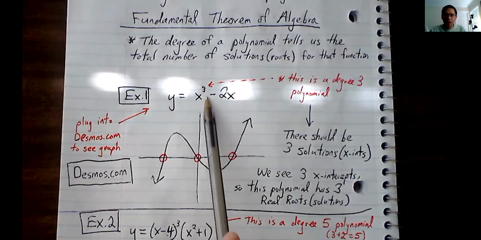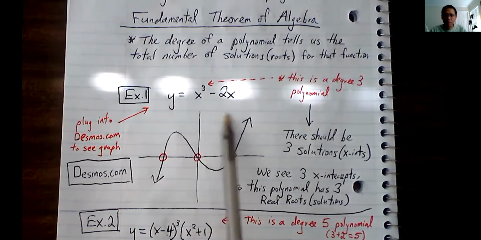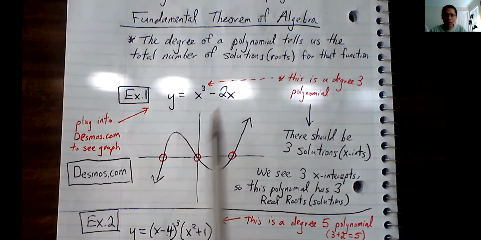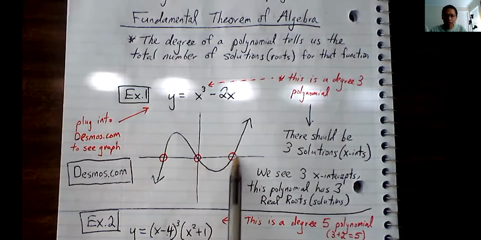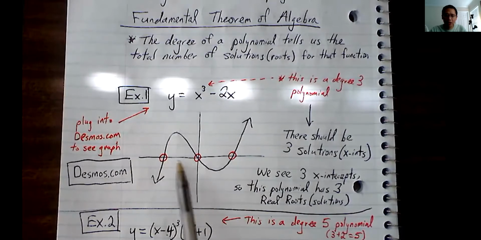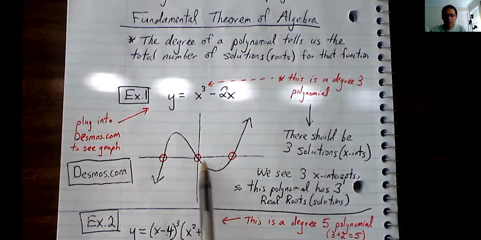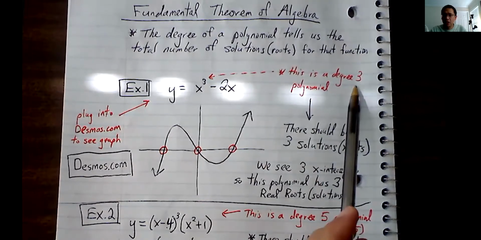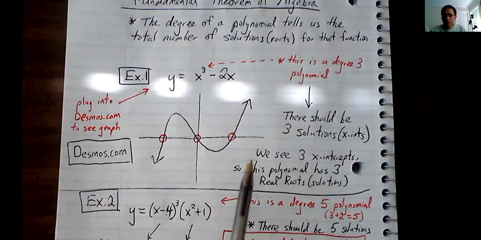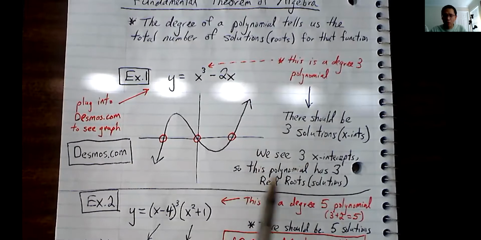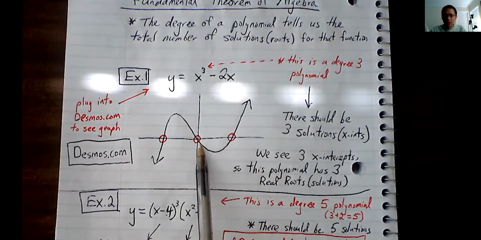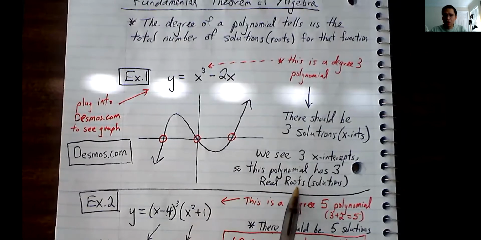Let's plug in x cubed minus 2x. If I type in x cubed minus 2x, this is what the graph looks like. And we can clearly see that we can point to 3 x-intercepts. That matches the degree of our polynomial. So we can identify these are our 3 solutions or roots. And we call them real roots because we actually can see them cross the x-axis. So this polynomial has 3 real roots or solutions.